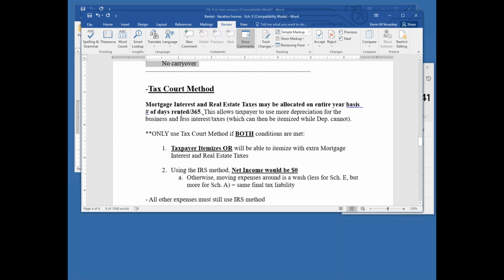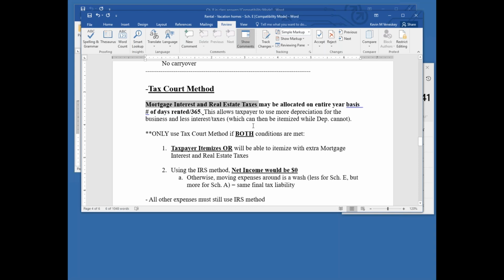Now, the one I had set up here using the IRS method, there is one exception to where you don't have to use the IRS method, and you can use what's called the tax court method. The tax court method is only allowed for these two items: mortgage interest and your real estate taxes. And the reason for those two is because those two are specifically allowed as both personal and rental. Because for personal, you can take those as a Schedule A deduction when you itemize.